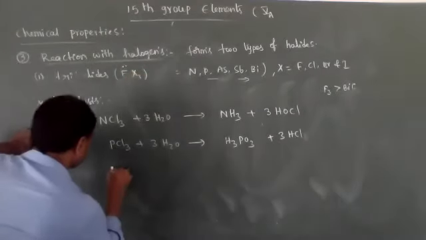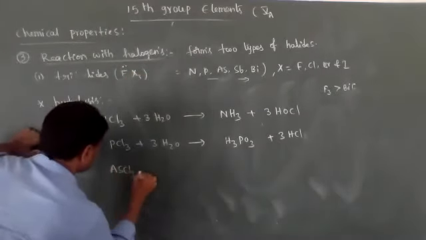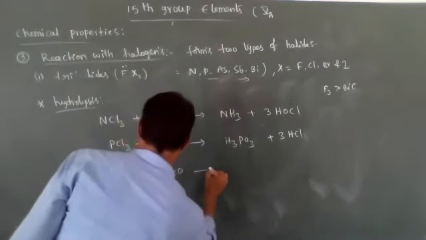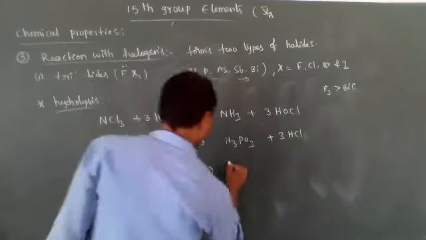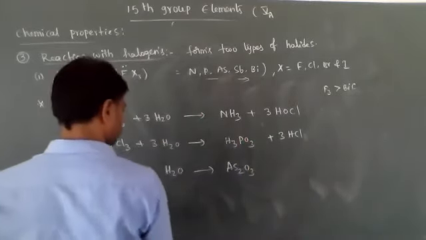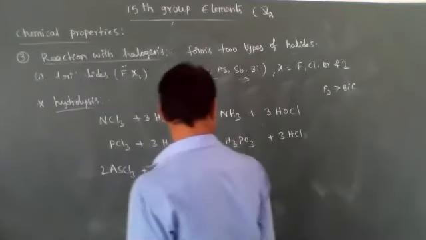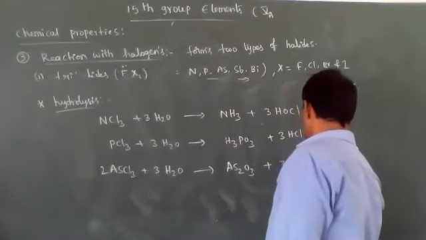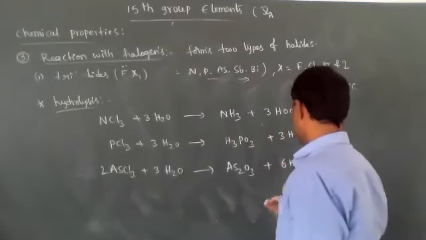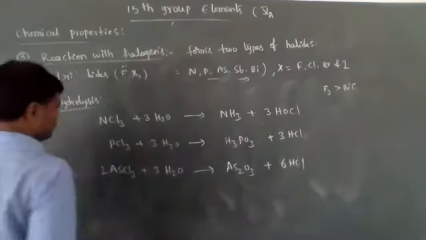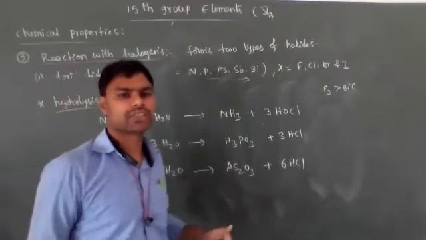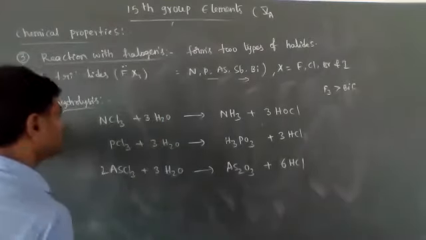In the same way, arsenic AsCl3 on hydrolysis forms arsenic oxide, As2O3, plus 6HCl. Sorry, 6HCl will form with arsenic oxide. As well as antimony and bismuth, they are partially hydrolyzed to give oxides.